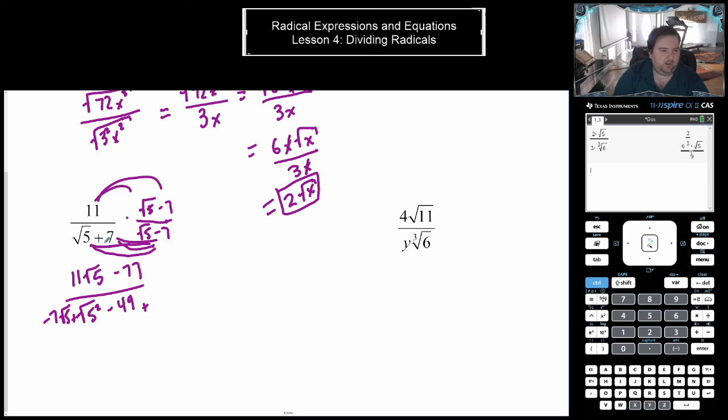And we also have plus 7 root 5. Oh, I probably, why did I do that? Plus 7 root 5. Okay.